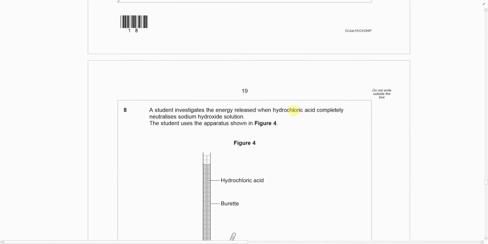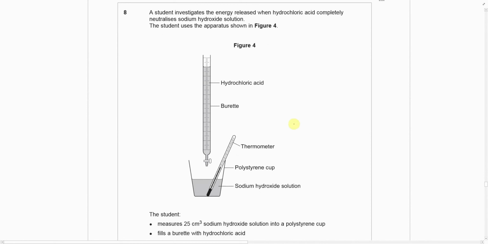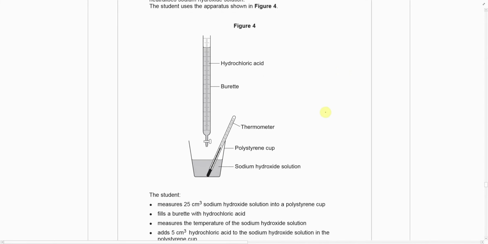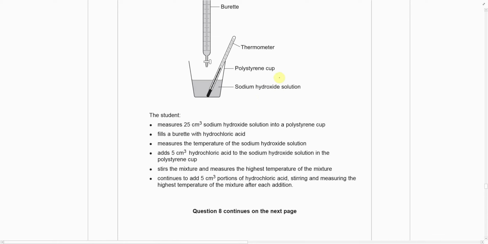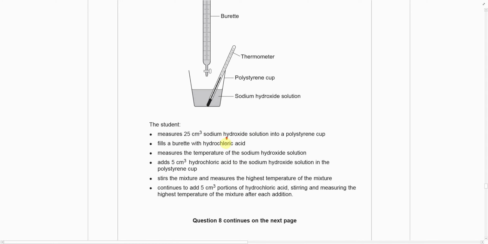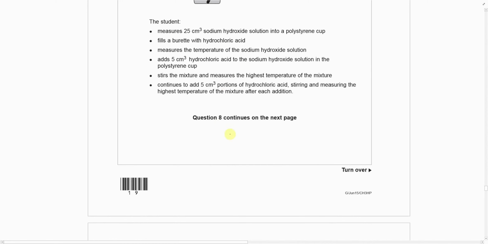And this question paper keeps on going. Question 8. A student investigates the energy released when hydrochloric acid completely neutralizes sodium hydroxide solution. The student uses the apparatus shown in figure 4, and it just looks like a typical dropping some acid into some base and measuring the temperature. Bit of calorimetry. So it says the student measured 25 centimeter cubed, added it 5 centimeter cubed at a time, and stirs.